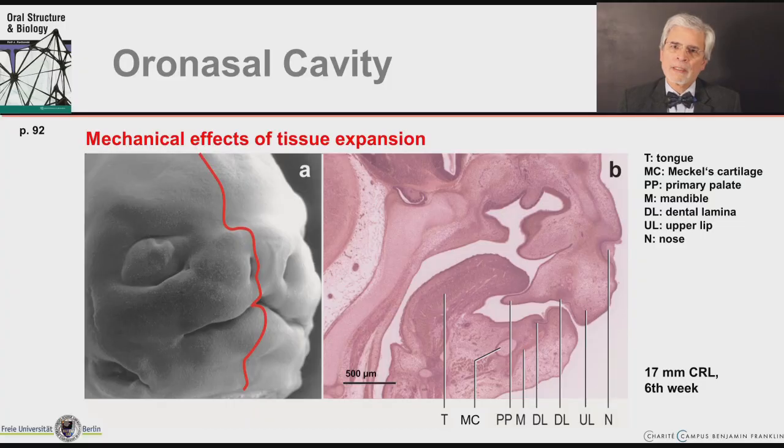So now we are back in the 6th week of development. In the left picture there is a scanning electron microscopical image of the face, and the red line indicates the location of the paramedian sagittal section in the picture on the right. There you see the tongue is far up. There is no palate yet, so no separation of the nasal cavity from the oral cavity. At that time we still have a common oronasal cavity. And so at that time, the tongue can still move around in the nasal cavity, touch and do the cleaning up of everything.